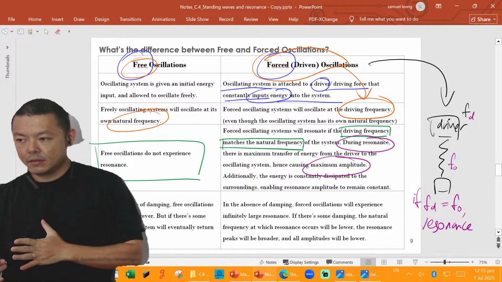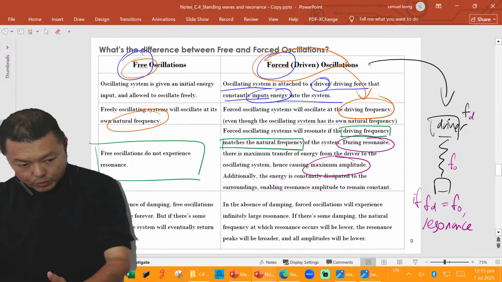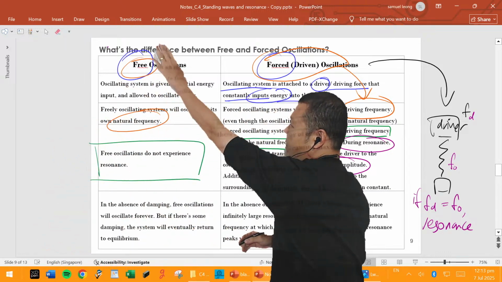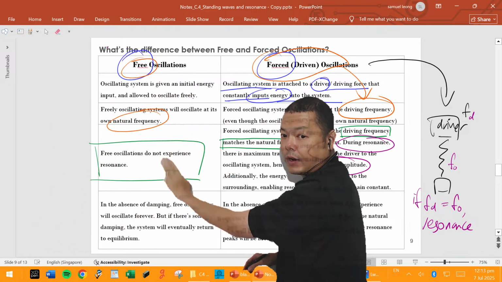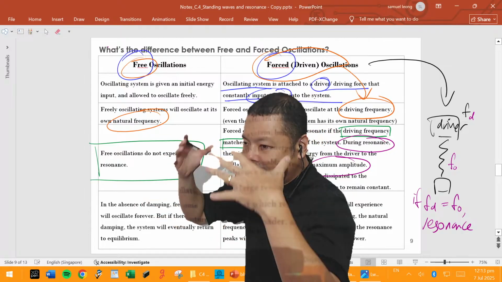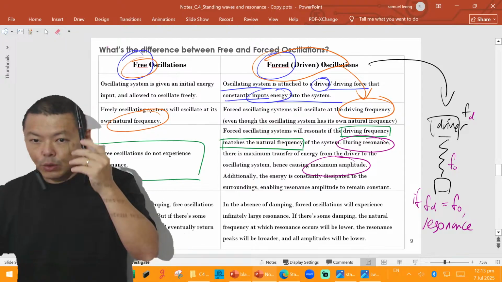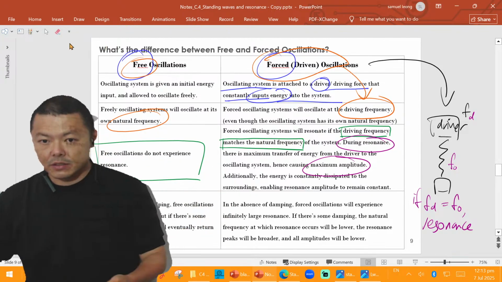Okay, so resonance only applies to forced oscillations. For now, let's go back to free oscillations and let's talk about how damping affects free oscillations.